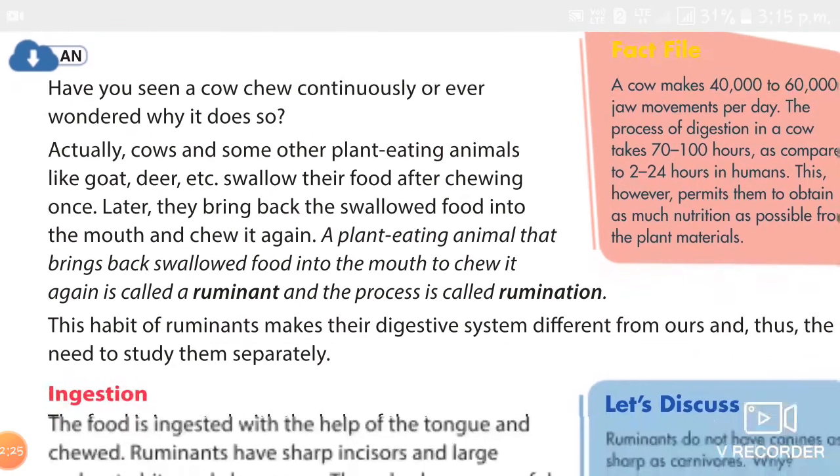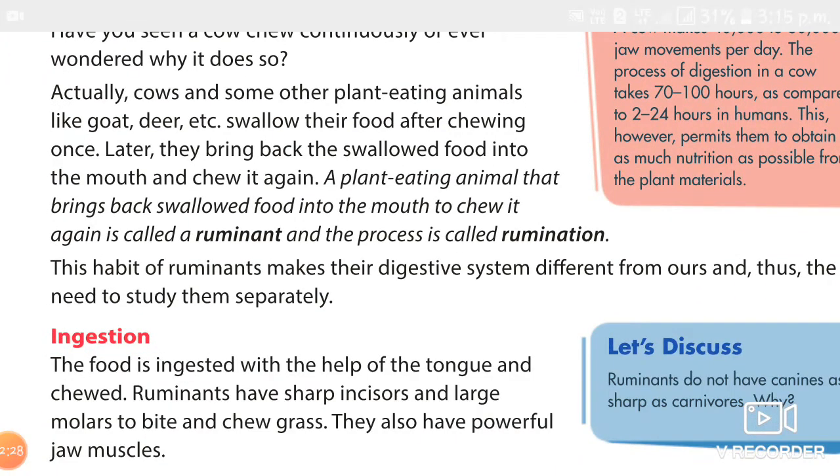The first stage is ingestion. Here, the food is ingested with the help of the tongue and it will be chewed. Ruminants have sharp incisors and large molars to bite and chew the grass. In humans, we studied 4 types of teeth: incisors, canines, premolars, and molars. But ruminants have incisors and molars.